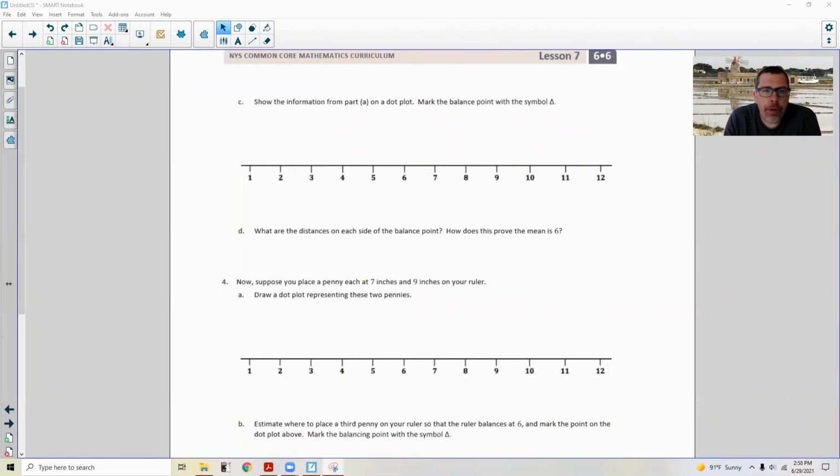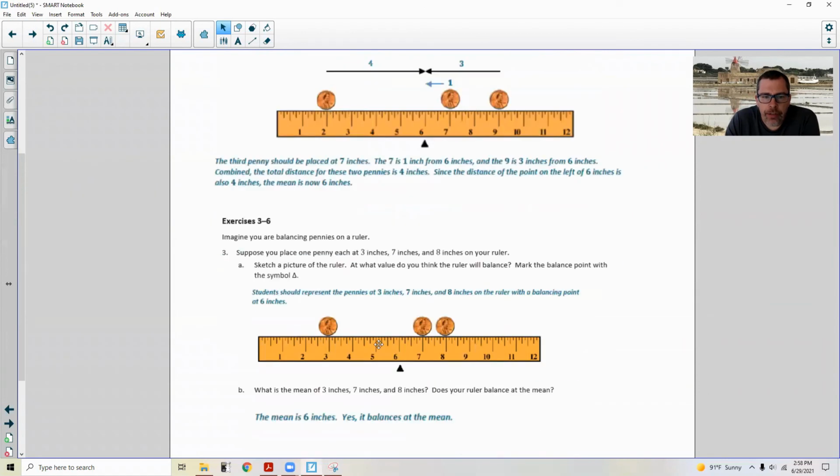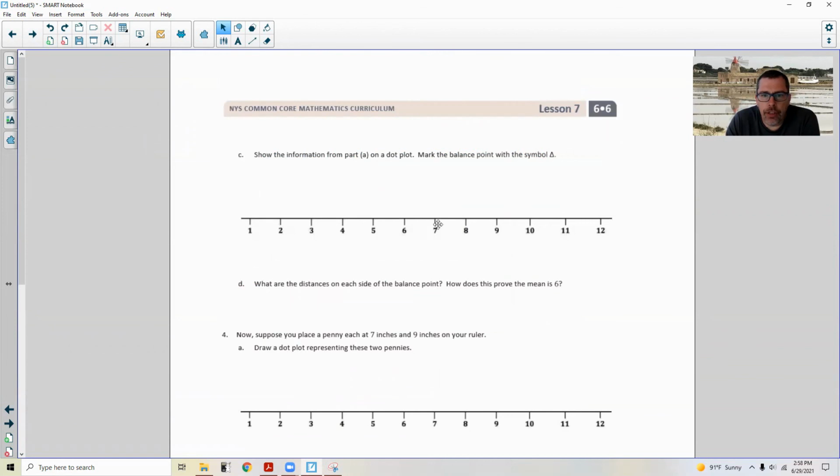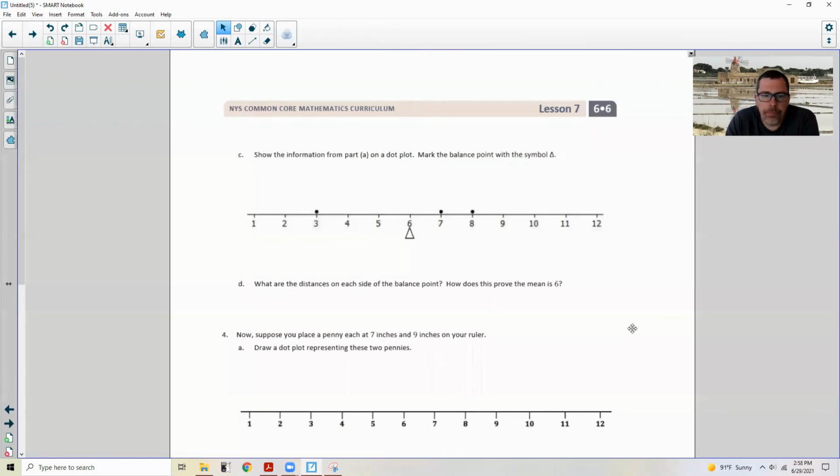All right, page 4, part C. Show the information from part A on a dot plot. Mark the balance point with the symbol. All right, so what they're saying is, go back to part A, this right here, they want it as a dot plot. So it should look like this.